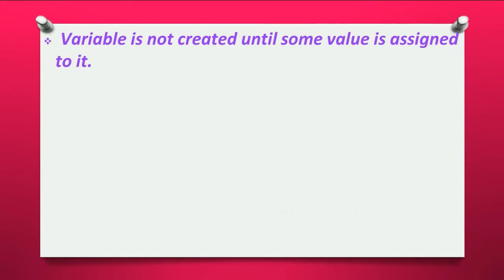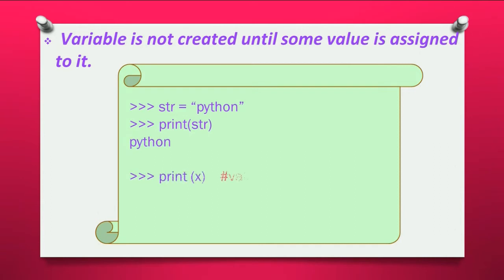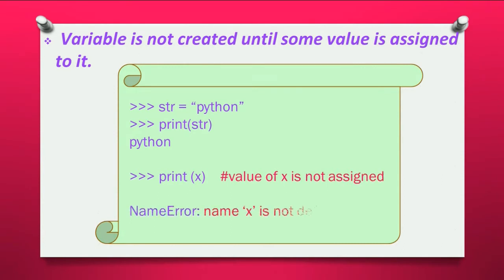In Python, a variable is not created until some value is assigned to it. Now see the example: str = "Python". Python is of string type. If we print str, it will print Python. Now if we want to print x, which is not assigned any value, then we get an error: name 'x' is not defined. So the variable will never be created in Python unless we assign some value to it.